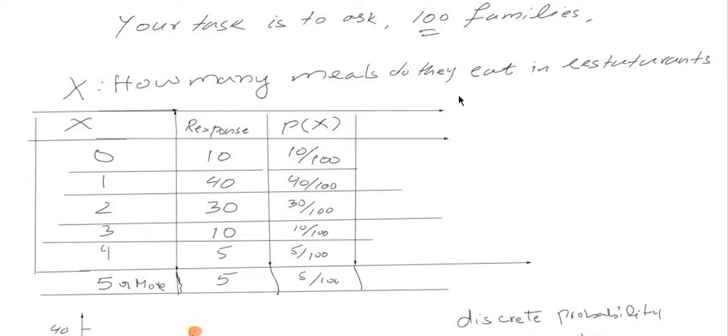Based upon this question, the families will respond accordingly, and some families may say that x is equal to 0, meaning that they don't eat in the restaurant during the week, and some families say that maybe they eat one meal during the week in the restaurant, and some of the families may respond that they eat two meals in the restaurant, and some may say that they eat three, some may say that they eat four meals, and some may say that they eat five or more meals in the restaurant during a week.